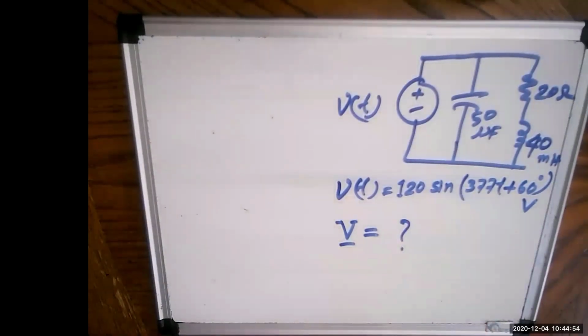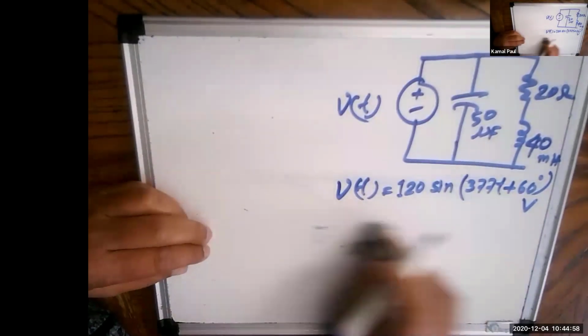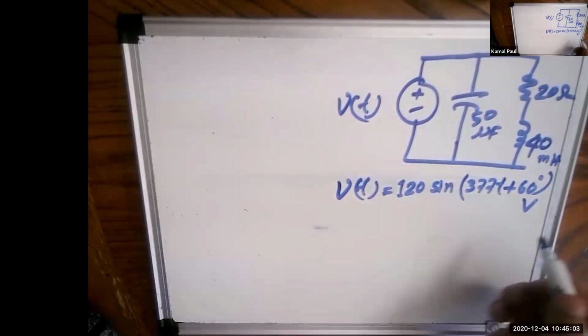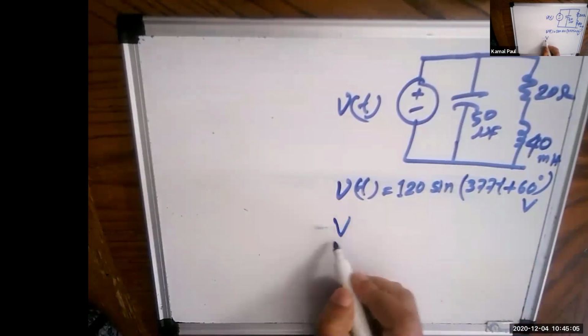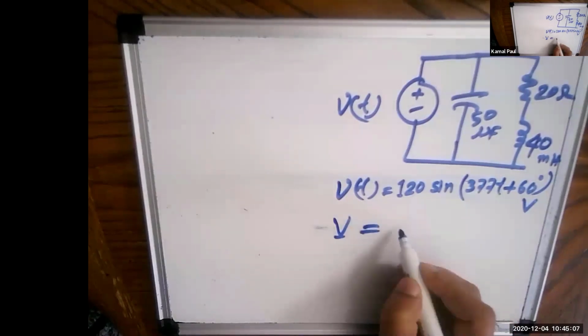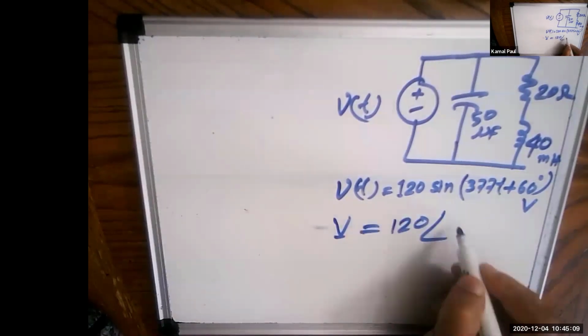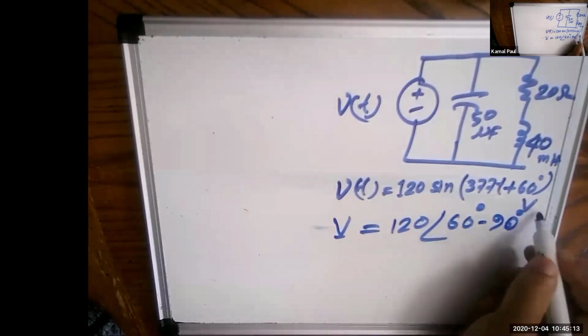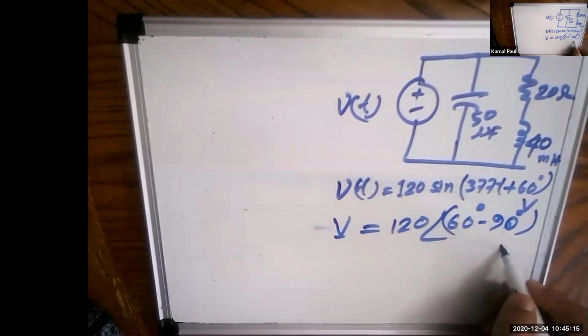You have to subtract 90 degrees. Okay, I'll subtract 90 degrees, then what? Okay, you're right. So V is now 120 angle of 60 degrees minus 90 degrees.